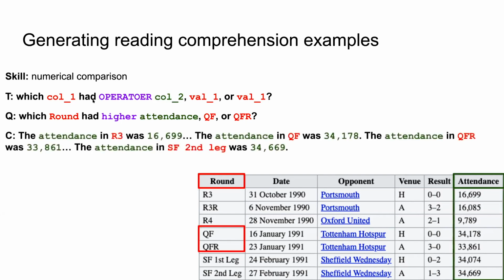You can also use templates to generate the context. The attendance in R3 was 16,000 and so on and so on. And because it's a table, you can compute the answer automatically. It's very easy to just navigate the table and find the answer automatically using the knowledge that you have about the question. So the point is that you can generate a lot of synthetic data, and the question is whether this synthetic data will be useful and will transfer to actual real-life reading comprehension datasets. Okay.